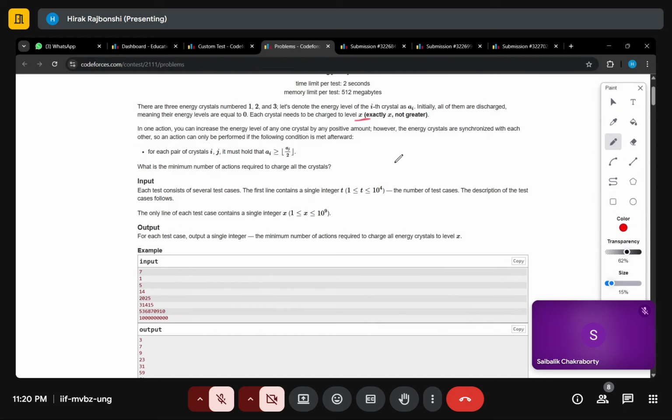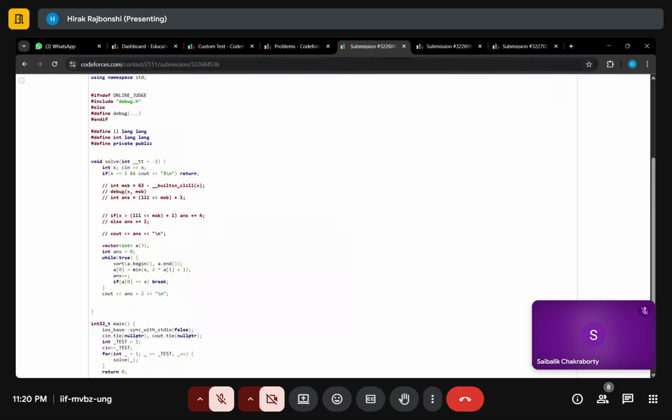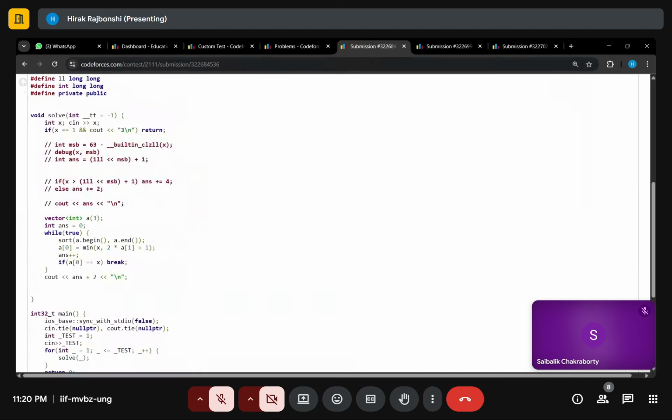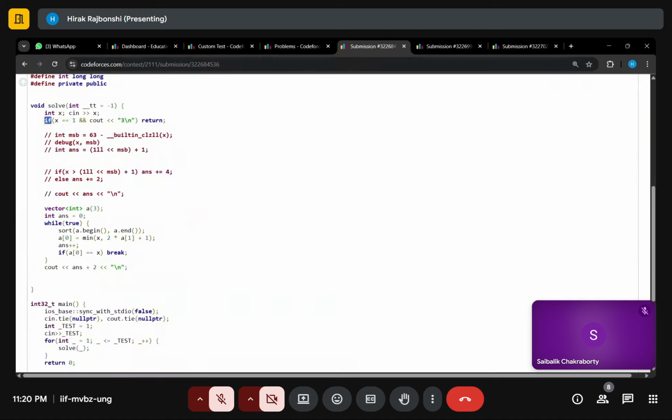So we can increase the charge of the minimum crystal and continue the operation until the charge of any crystal is equal to x. When it does, we simply increase the charge of the other two crystals directly to x. So if we go through the code, if x equals 1, then initially all are 0, so we can make all of them 1 in 3 operations, so the answer will be 3.